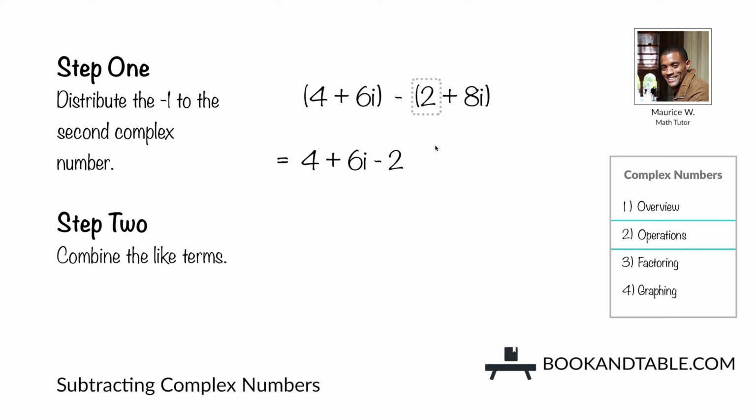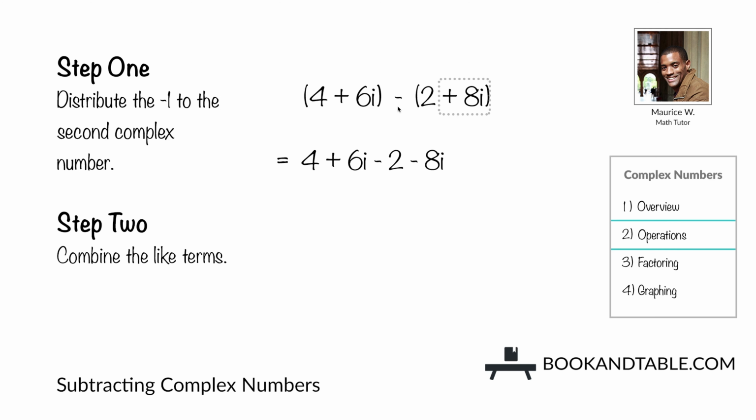So step 1, you want to distribute this subtraction, which is equal to negative 1 times each number in here. So you want to distribute the negative 1 to the second complex number. So negative 1 times 2 is equal to negative 2. The coefficient here is positive 1. Anything times 1 is just itself. So we don't need to do anything to this complex number, so we bring this down. So we have 4 plus 6i minus 2.